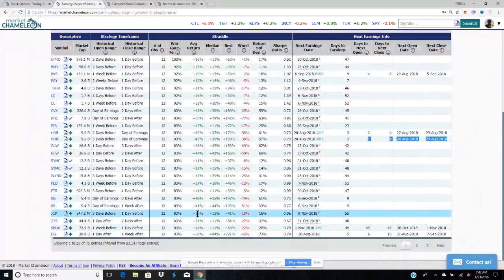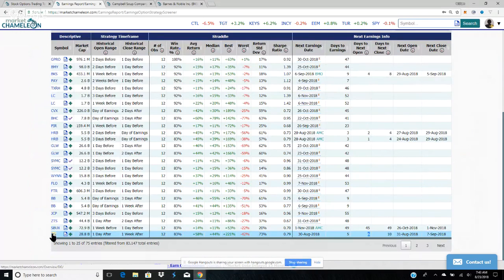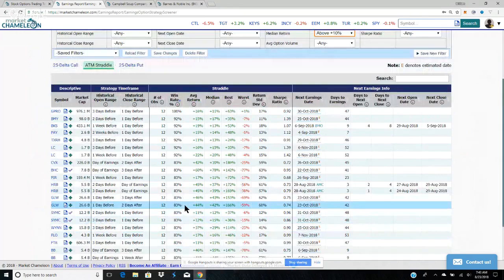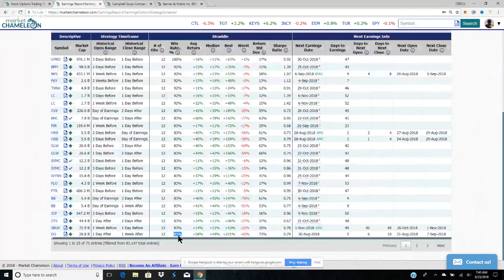Another one that popped up, in the next, I got 6 days to open it, is Dollar General, which also has an 83% win rate. So Dollar General, yeah, man. You have a problem with Dollar General? I love Dollar General, especially when the economy starts going bad. Unfortunately, the economy's going well, man.